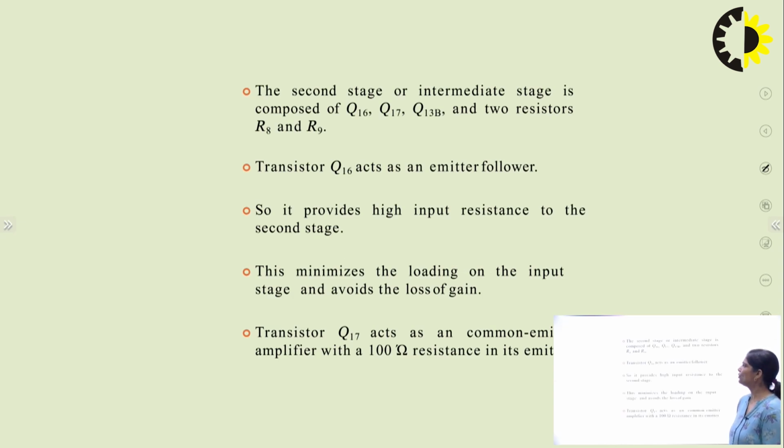Now the second stage, or you can say intermediate stage, is composed of Q16, Q17, Q13B transistors and two resistors, R8 and R9. Here transistor Q16 acts as an emitter follower in this operational amplifier, so it provides high input resistance to the second stage, and this minimizes the loading on the input stage and avoids the loss of gain. Now transistor Q17 acts as a common emitter amplifier with a 100 ohm resistor in its emitter.